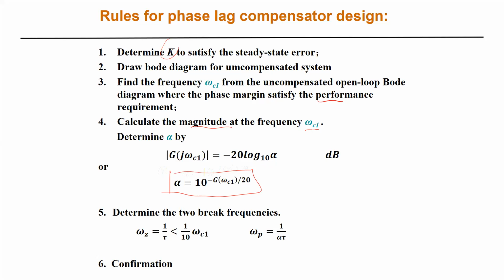Then we said in the design, I need alpha and I need tau. Tau will be determined by taking the zero, you position it 1 decade before the new gain crossover frequency. Take this one, divide by 10, and that will give you the zero, which is 1 over tau. So tau is now known. Alpha is known, then the pole is going to be 1 over alpha tau. Okay, and then you will be done. Any question in those steps?